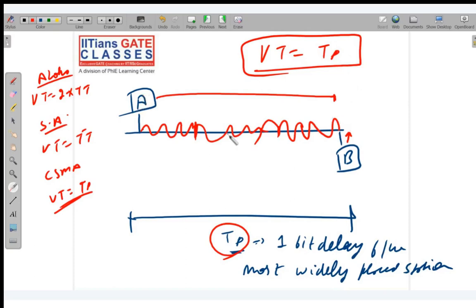Okay, so if A and B are the most widely placed stations and say they are just 10 meters apart or 20 meters apart, it will take a negligible amount of time. So obviously the probability of collision will be almost zero, because propagation time will be very less.